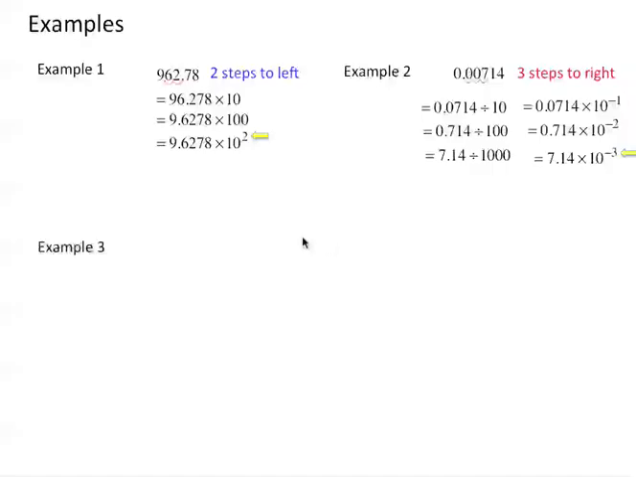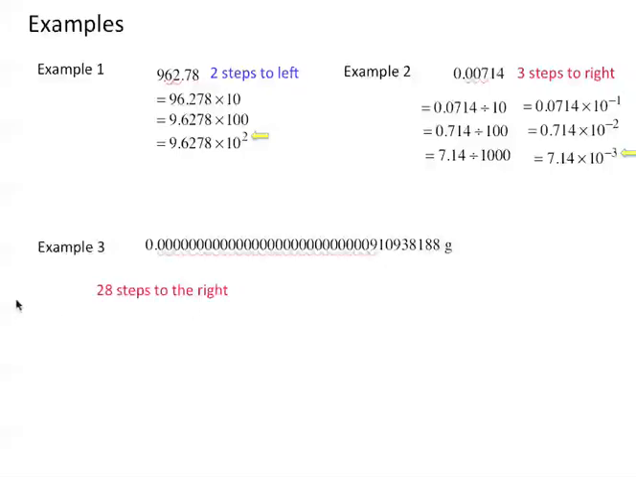Okay, let's look at example 3. So here's our really tiny number. It's got a whole bunch of zeros, and then 9100938. I want the decimal point between the 9 and the 1, the first non-zero digit. Okay, so I'm going to count how many steps there are. There's 1, 2, 3, 4, 5, 6, 7, 28. Okay, so it's 28 steps to the right.